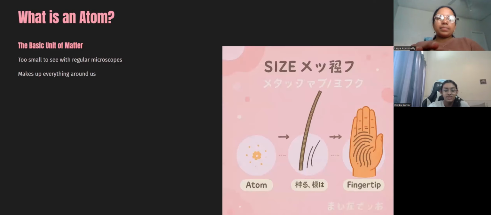So let's start with talking about an atom. So what is an atom? It is the basic unit of matter. And obviously, if you want to look at atoms, that's not possible with just your eyes because they're really, really small. So they're too small to see with regular microscopes. Isn't that crazy? Like imagine you're using a microscope and you still can't see it. They need special microscopes that can zoom in enough to be able to see them. And then obviously an atom makes up everything around us, including us.